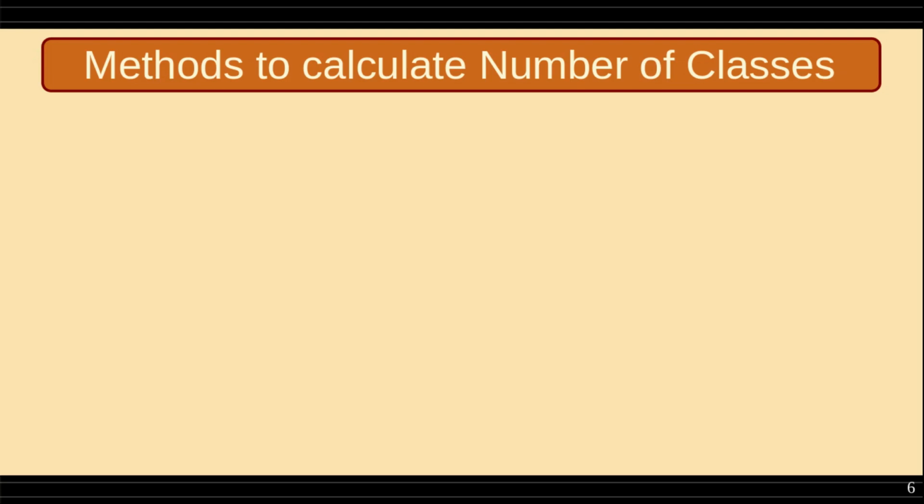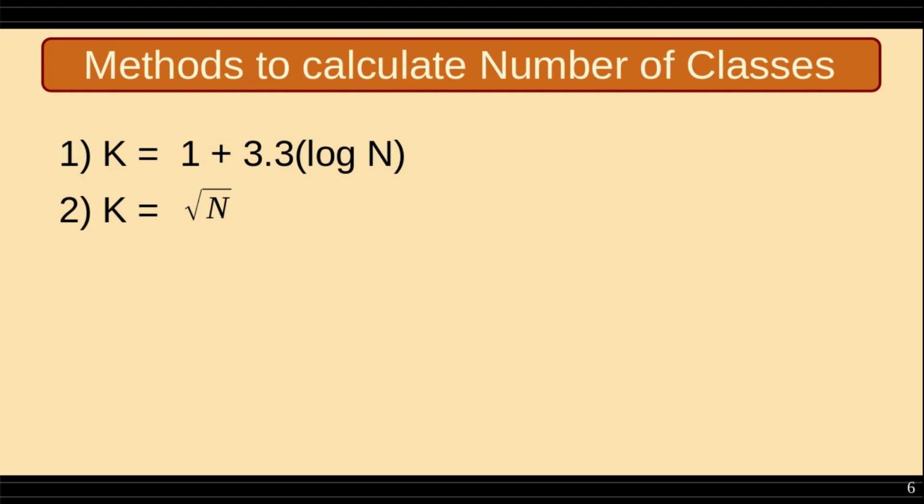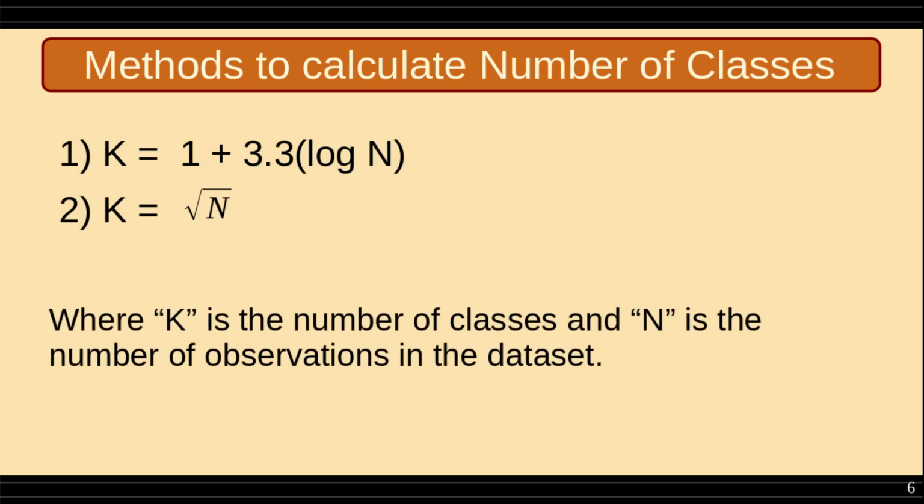There are two methods to calculate the number of classes. Method 1: k is equal to 1 plus 3.3 multiplied by log n. And method 2: k is equal to the square root of n, where k in the above formulas is the number of classes and n is the total number of samples in our observations.